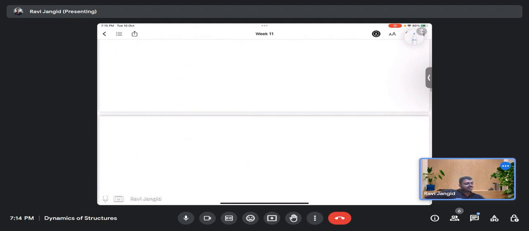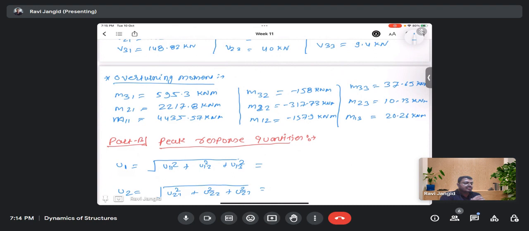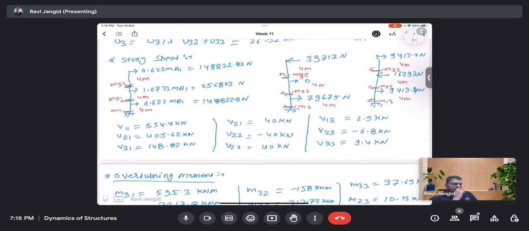Can you get their overturning moments? Yes. That overturning moment means at each level you are calculating. That means M31, this is the first mode in the third floor. First mode in third floor means that force into the height 4 meter. And then M21 will be? M21 would be this force, let us call this force F31, and that F21, so it would be F31 times 2H, plus F21 times H.